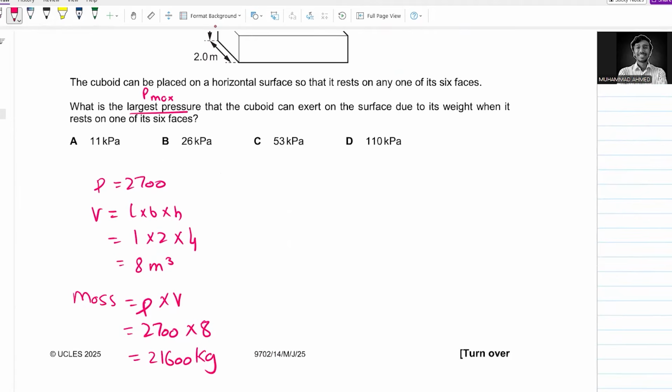Perfect. If you have the value of mass, can you calculate the weight now? Yep, weight is equal to mg. What is the mass? 21600 into 9.81. What will your value of weight come out to be? Yes, 9.81. What value of weight did you get? The value of weight comes out to be 211,896 Newton.